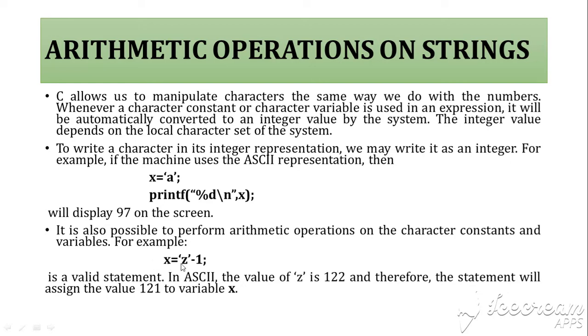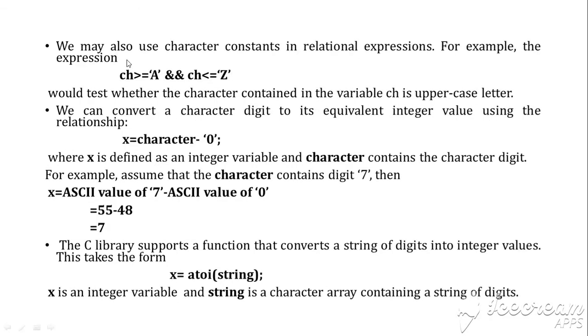x is equal to 'z' within single quotes minus 1 is likely to display 121 on the screen. The reason being the ASCII code for small letter z is 122. Minus 1 results in 121 being assigned to the integer equivalent for x.